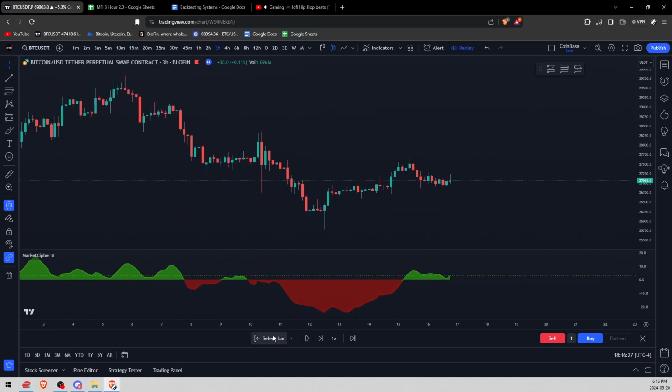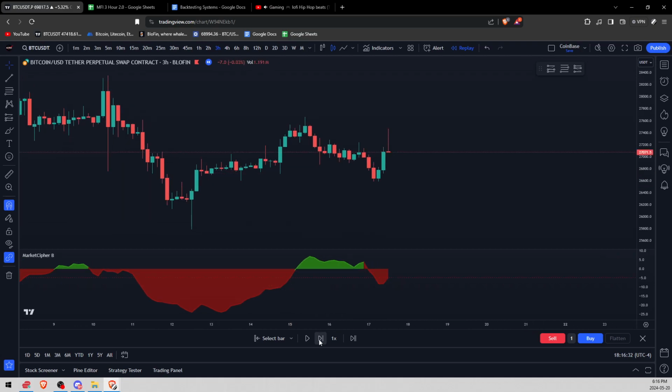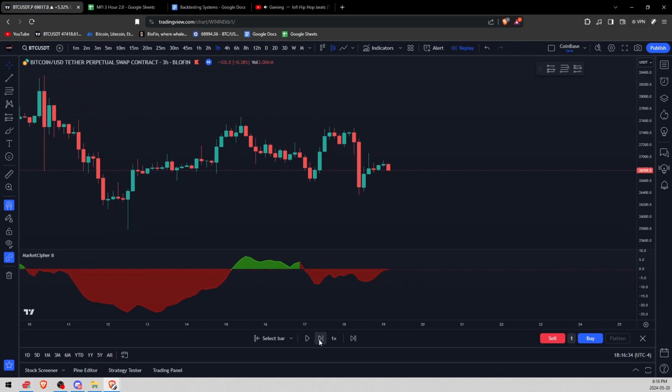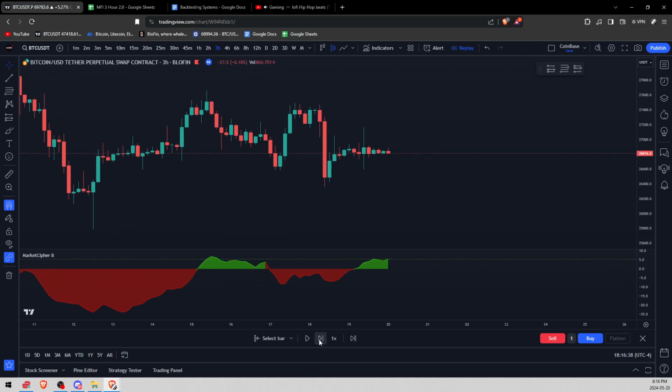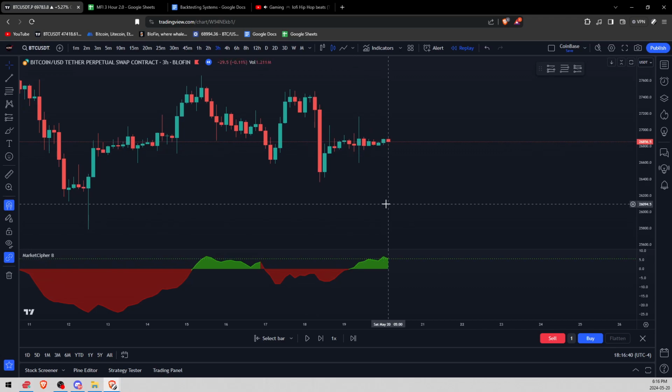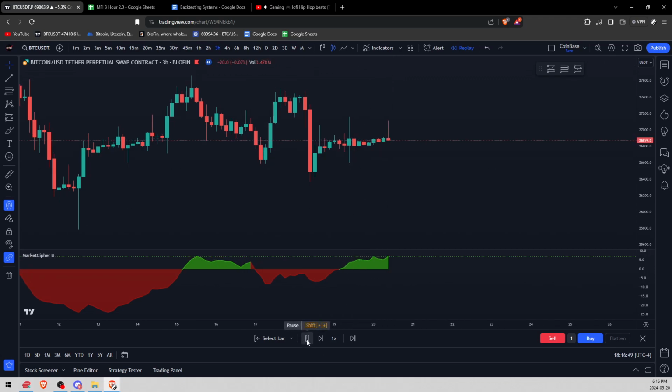Oops. I didn't realize I was that zoomed in. Or I forgot it was the 3 hour. So we're just going to go until we get to the 20th. Okay, there. We're in the 20th. Now I have to wait for it to deviate down into the red. And then we will get our entry points. So we're just going to let it go.